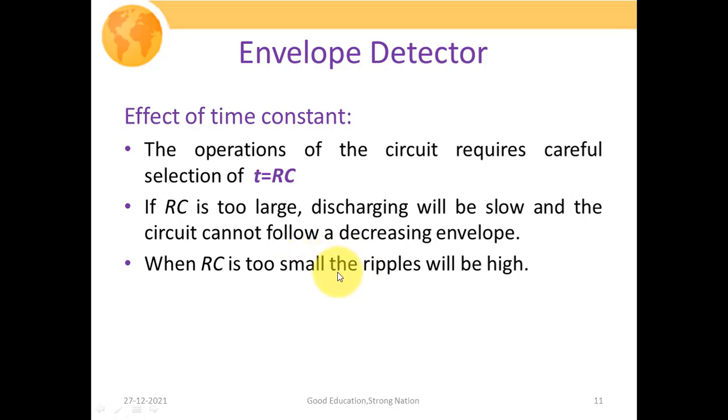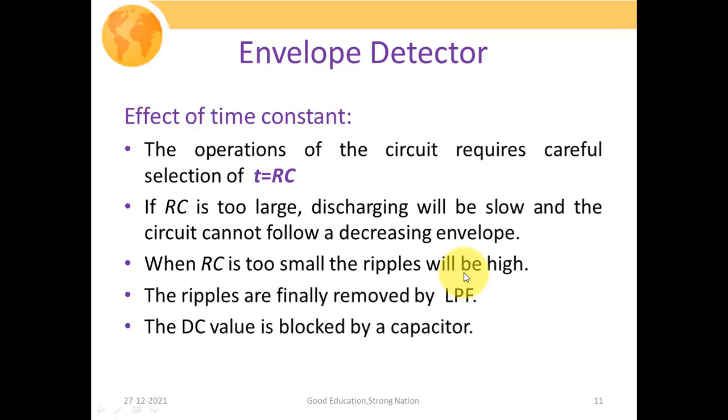So when RC is too small, this is the other case, the ripples will be high. Why is it so? We have already discussed. The ripples are finally removed by the low pass filter, since appropriate filtering would have been used to smoothen out our waveform, which will further reduce the value of ripple. Ripple is nothing but the alteration or signal variation. The DC value is blocked by the coupling capacitor CC, as we have shown in the block diagram structure.